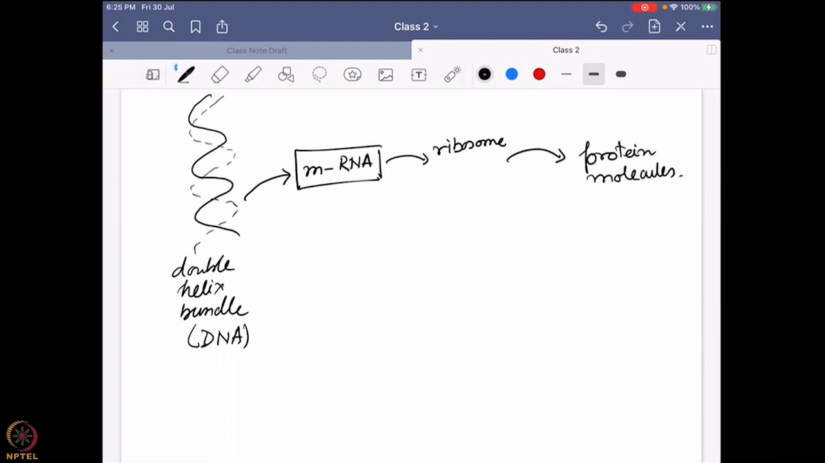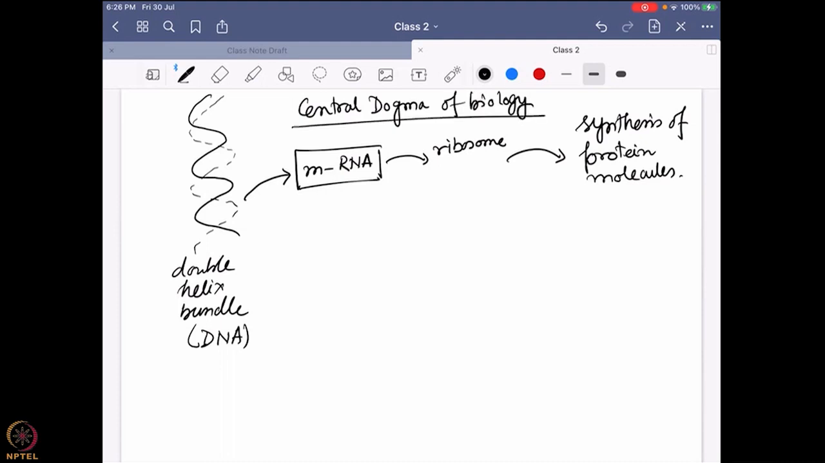So this whole process, how the DNA interacts with RNA, it interacts with the ribosome, and over there how the protein molecules are synthesized, this full system is known as the central dogma of biology. So that is how the information is passed on.